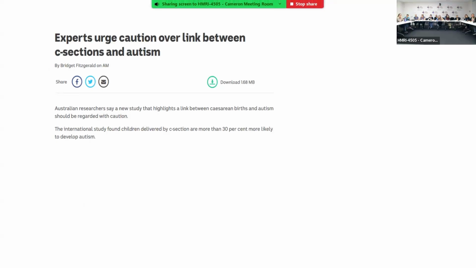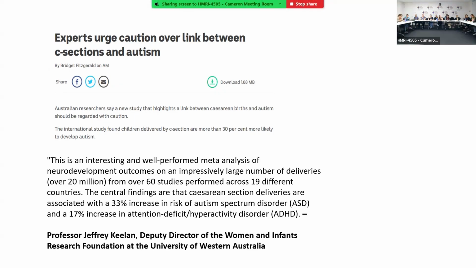So this is a systematic review that was released, I think, in 2019. And it was a massive paper with, I think, 20 million people in it, and basically it showed that there's a 30% increase of autism spectrum disorders and a 17% increase of ADHD in mothers who had caesarean births. And everyone was like, well, caesareans cause autism, stop it.